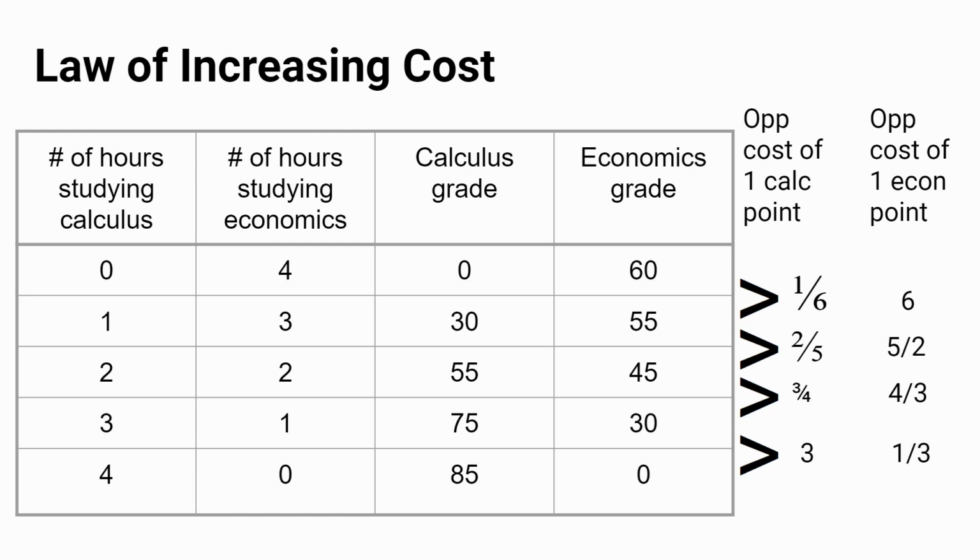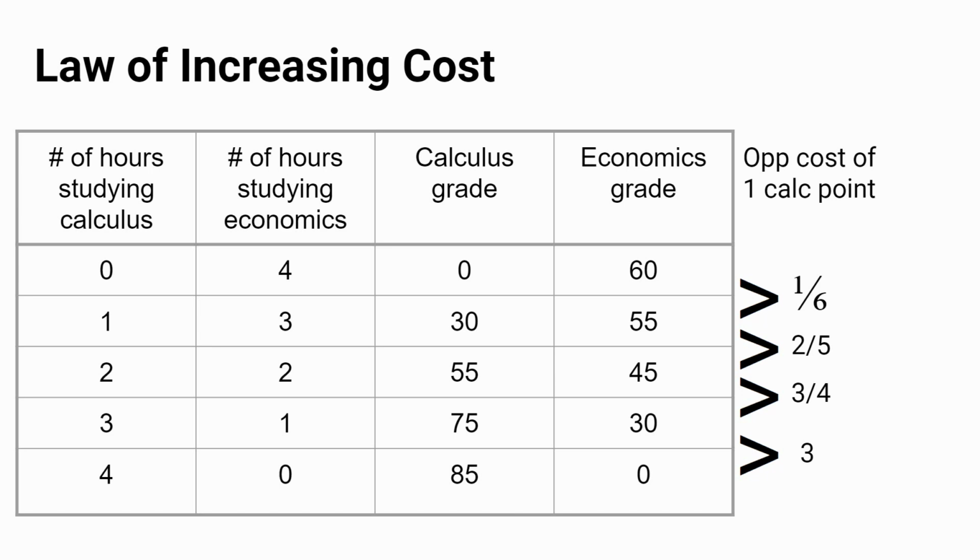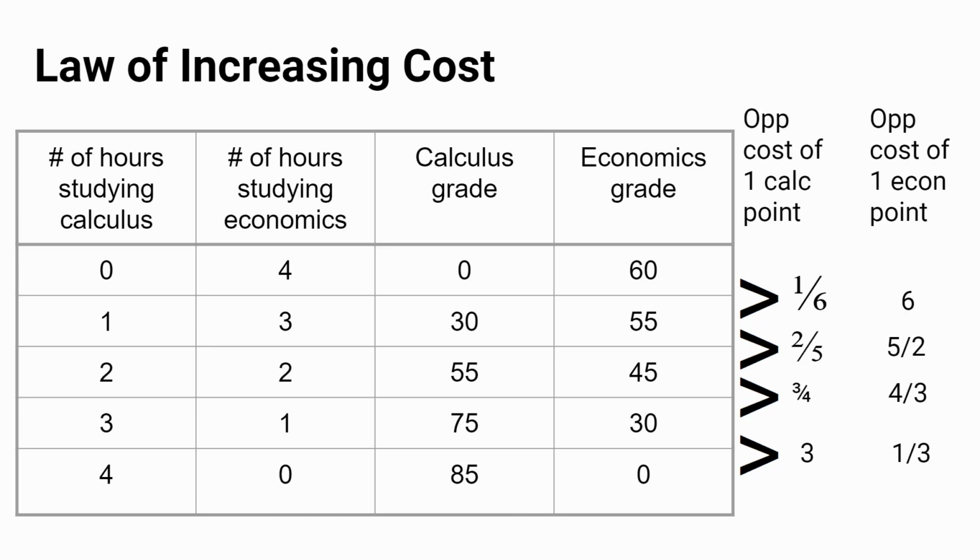So, for example, if we know that each calculus point requires us to give up 1/6 of an economics point, 1 economics point must require us to give up 6 calculus points, and so on. So once we know the opportunity cost of one good in terms of the other, the opportunity cost in the reverse direction is just a reciprocal relationship. And that's what's illustrated now in the rightmost column on this table.